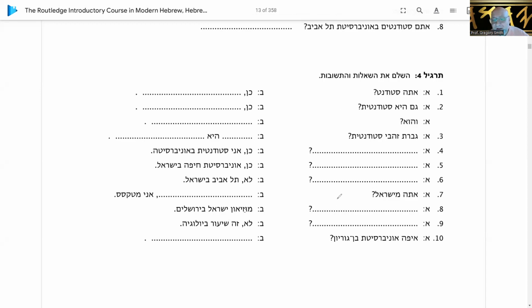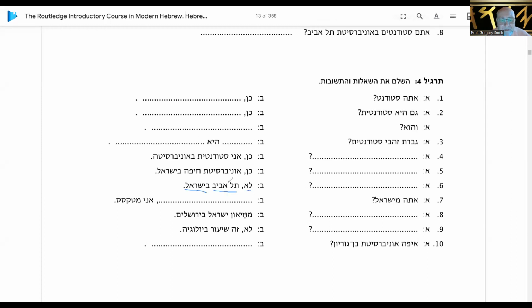Number 6, we've got to come up with a question now. And the answer to Shavuot is Lo, Tel Aviv B'Yisrael. No, Tel Aviv in Israel. Lo means no. Tel Aviv's the name of the city, B'Yisrael, in Israel. So we have to come up with a question that makes sense, so that if somebody were answering no, Tel Aviv in Israel, it's going to make sense. It kind of has to match up.